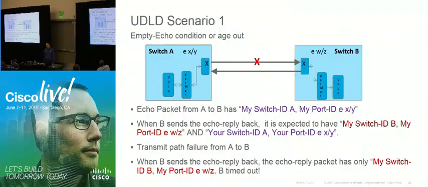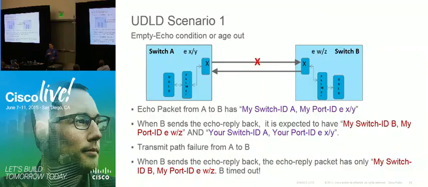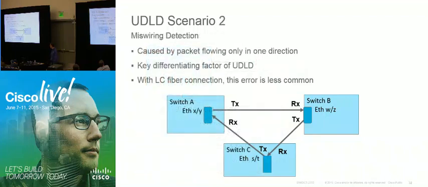Case number one for UDLD, empty echo. So UDLD builds on a principle that I know about my neighbor, and my neighbor knows about me, and I keep getting packets with my information from my neighbor. So if I have a failure on one of the fibers, my switch B on the right-hand side stops receiving packets. It times out. It clears switch A's information from the table and starts sending empty echo. I just know about me, I don't know about you. So when switch A receives empty echo, what does it do? It error disables the link. This is known as UDLD normal mode.